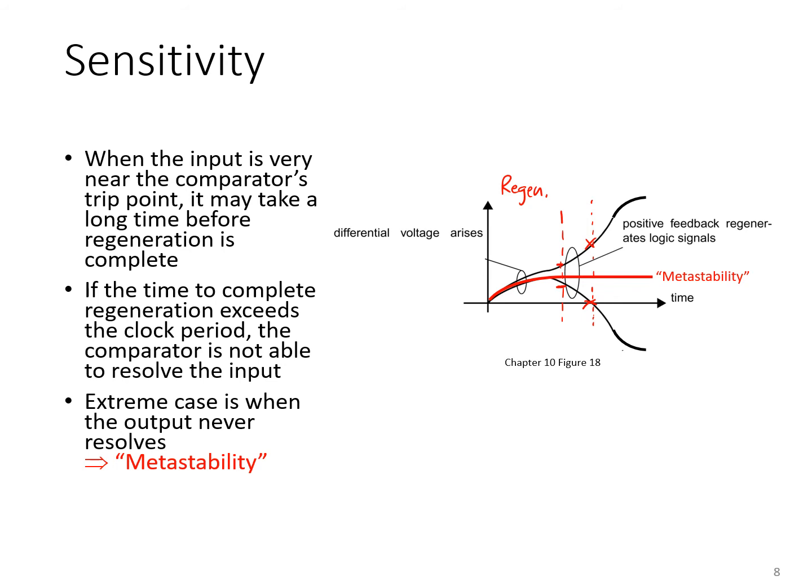Well, one way is to simply define something. Say, well, as long as the logic levels have reached 90% and 10% of their full logic levels, then we say that the latch is regenerated. That's one way, is to simply make a definition.